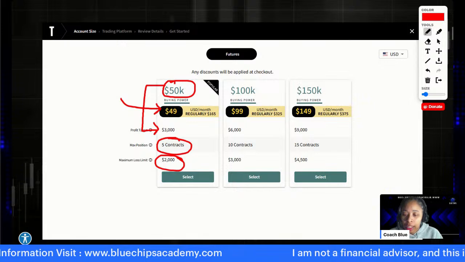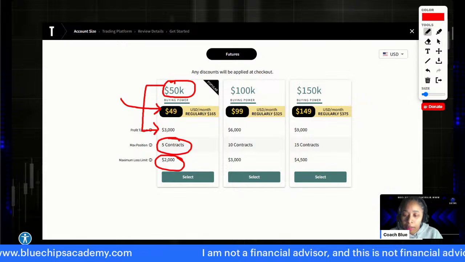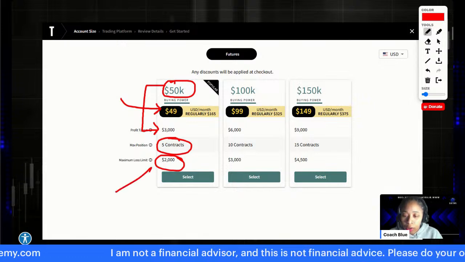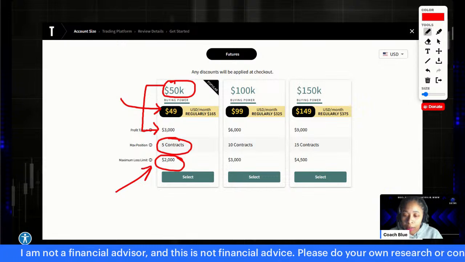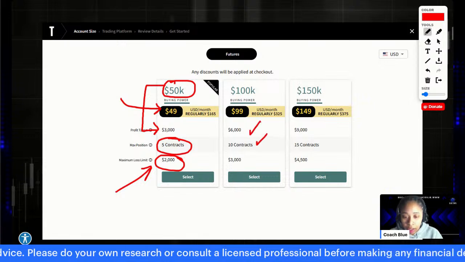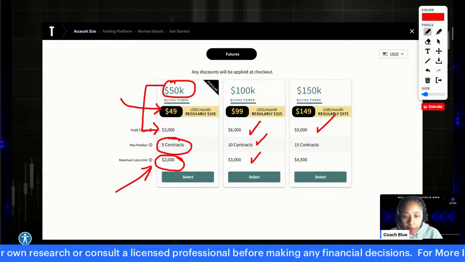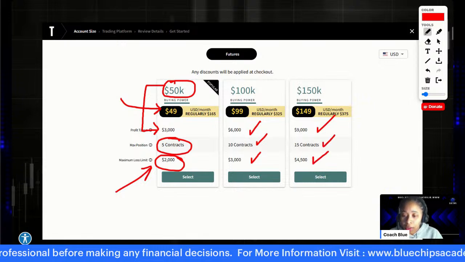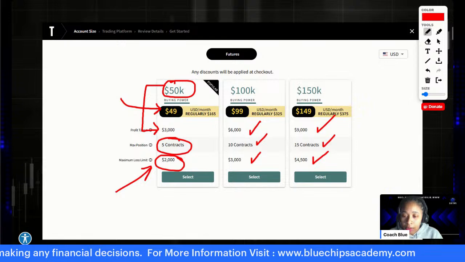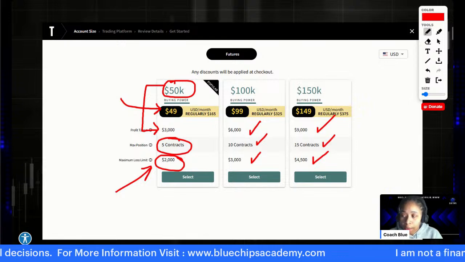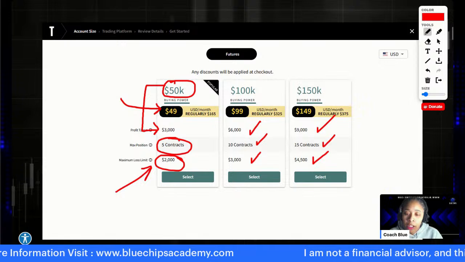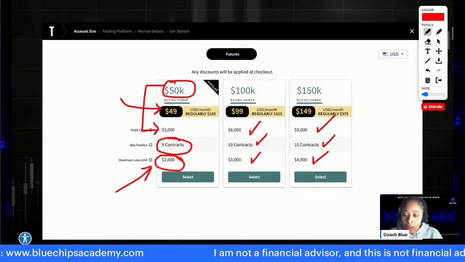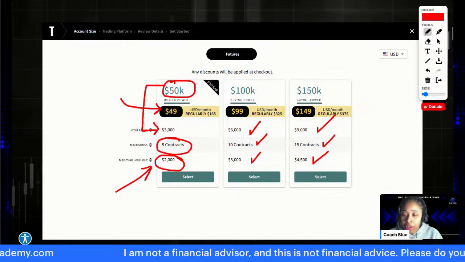So the daily maximum limit is $1,000, but the total maximum limit is $2,000. And that's the same thing for 100,000. As it increases, the amount just increases for each account. Now I always say, even though the daily limit is 1,000, try not to risk more than $300 to $500, so that way you don't cross that threshold and breach your account.